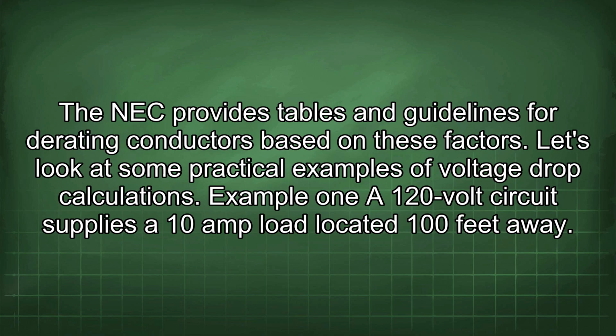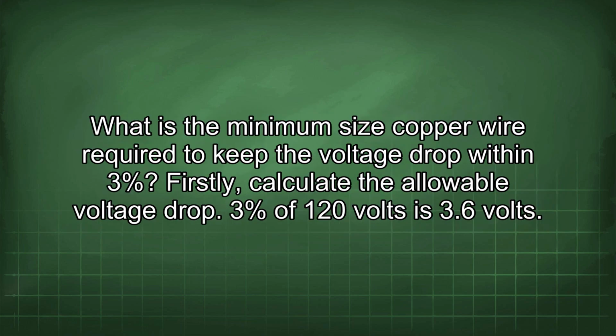Let's look at some practical examples of voltage drop calculations. Example 1: a 120-volt circuit supplies a 10-amp load located 100 feet away. What is the minimum size copper wire required to keep the voltage drop within 3%? Firstly, calculate the allowable voltage drop. 3% of 120 volts is 3.6 volts.